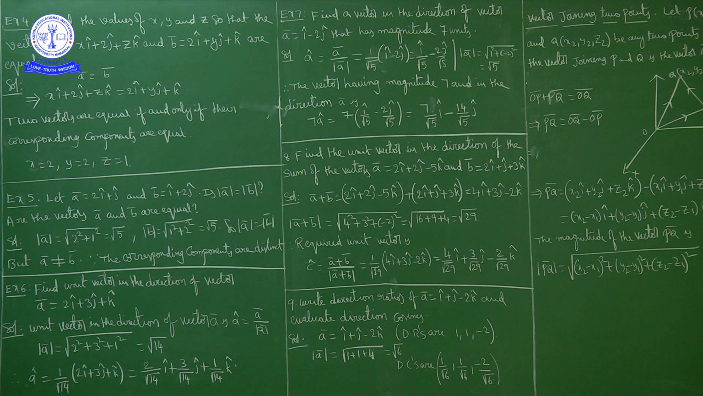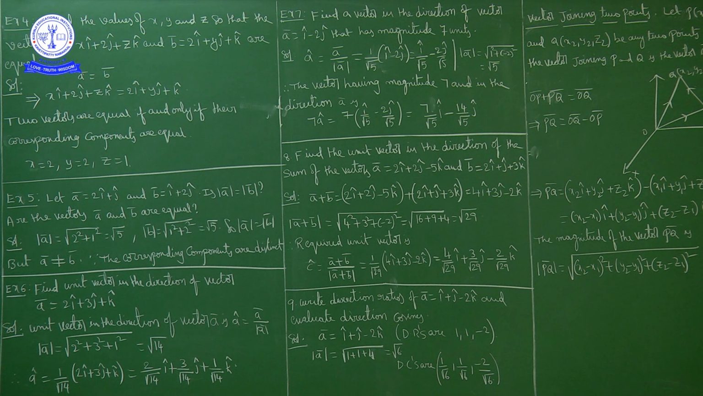Suppose you need a magnitude of 5 units. Simply multiply that unit vector by 5, and you will get a vector of magnitude 5 units. Suppose you need a vector of magnitude 10 units. Simply multiply that unit vector by 10. Suppose find a vector in the direction opposite to that of a bar that has a magnitude 5 units.